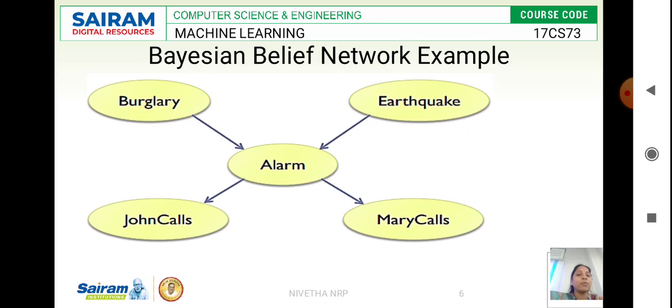The alarm also responds to the earthquake. This is the second scenario, how the alarm is related to the burglary and the earthquake. Next, how this alarm is related to John call and Mary calls. John and Mary have to inform their friend whenever there is an alarm in the home. So the alarm is related to John call and Mary calls.